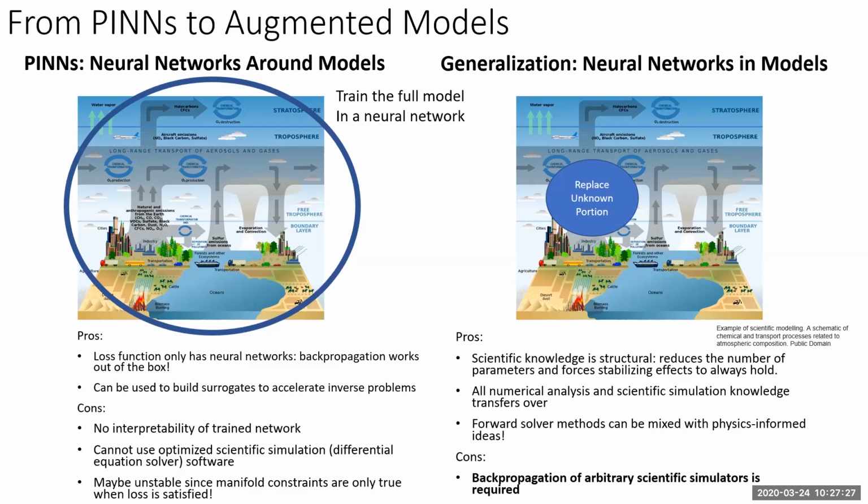And one of the other things that really seems to be showing up more is that it might be a little bit unstable to train because manifold constraints are only true when the loss is satisfied. A lot of times what you see in these physical models is that the solution lives on a very low dimensional manifold. And when the loss is truly satisfied, when the loss is zero, then your solution will live on that manifold. But before that's the case, you don't necessarily have the manifold constraints.